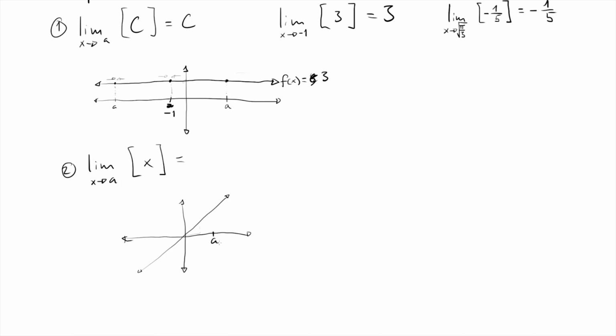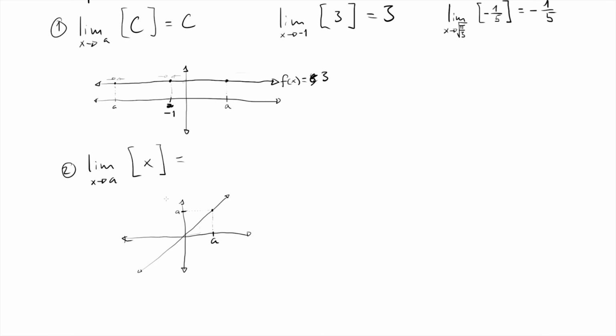And so I ask myself, well, okay, let's pick an arbitrary random number. Let's do a. Okay, and I go up here. This is where it is. What is the y value? Well, the y value also happens to be a, because this function is y equals x.